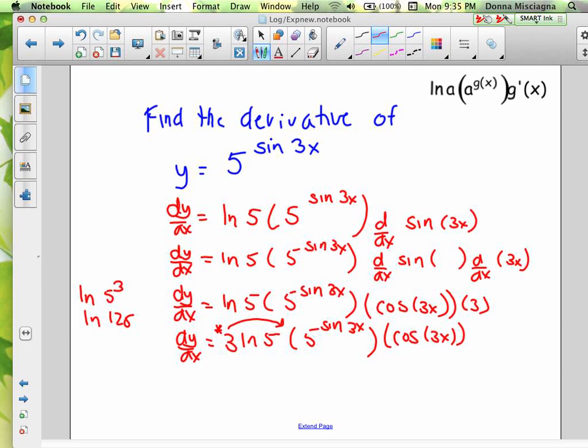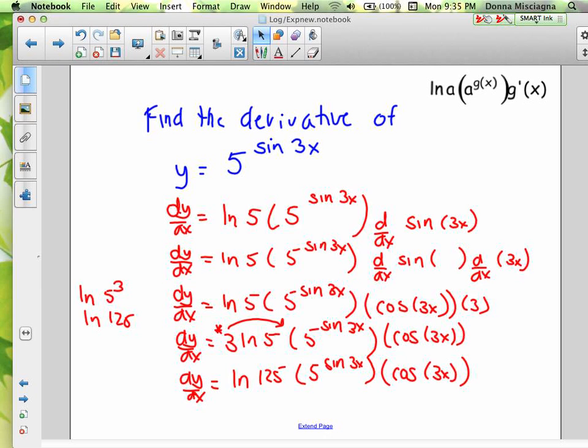So dy/dx equals natural log of 125 times 5 to the sine 3x times cosine 3x. That parentheses there is kind of optional, but I did put it in. And that's our final answer. There's our derivative. Was it that complicated? I don't think so. I hope not. We just have to remember the pattern: the natural log of the base, the exact copy, and take the derivative of the exponent.